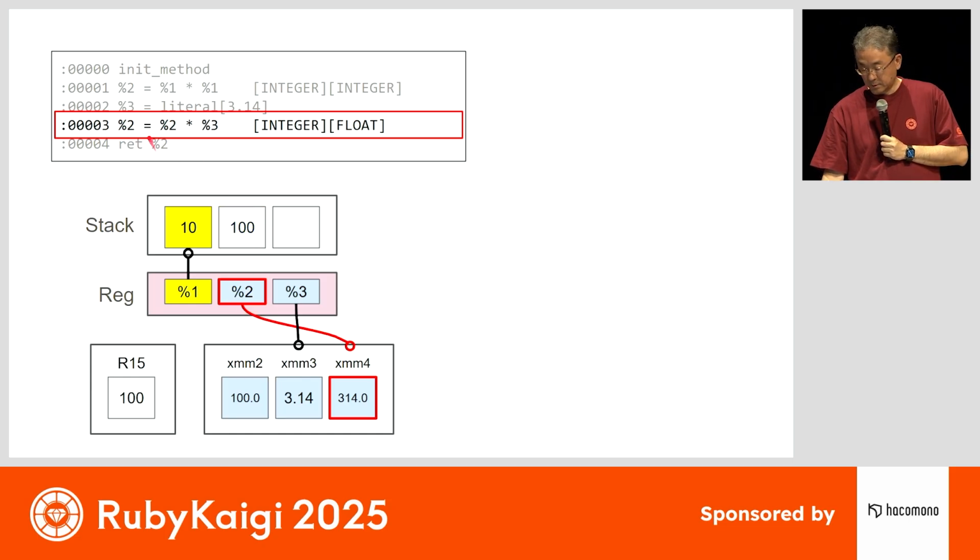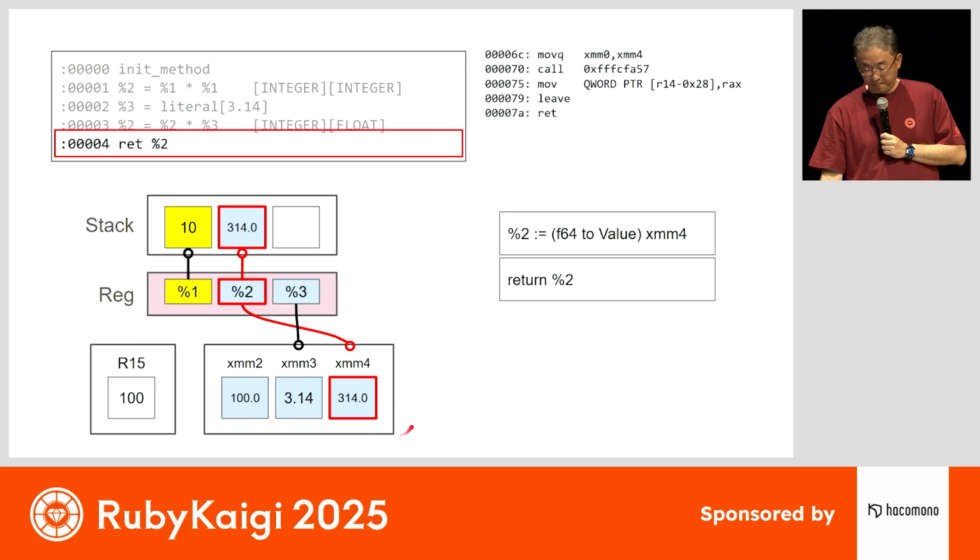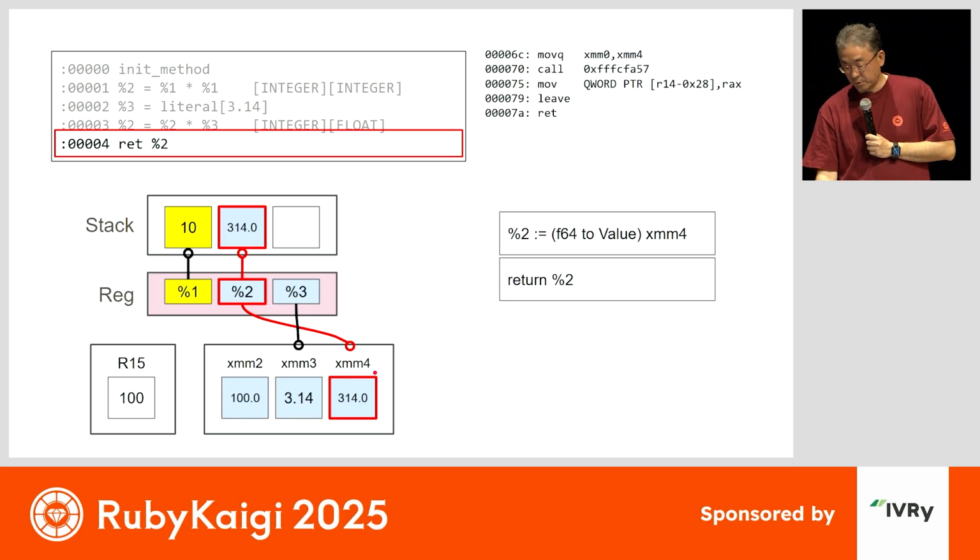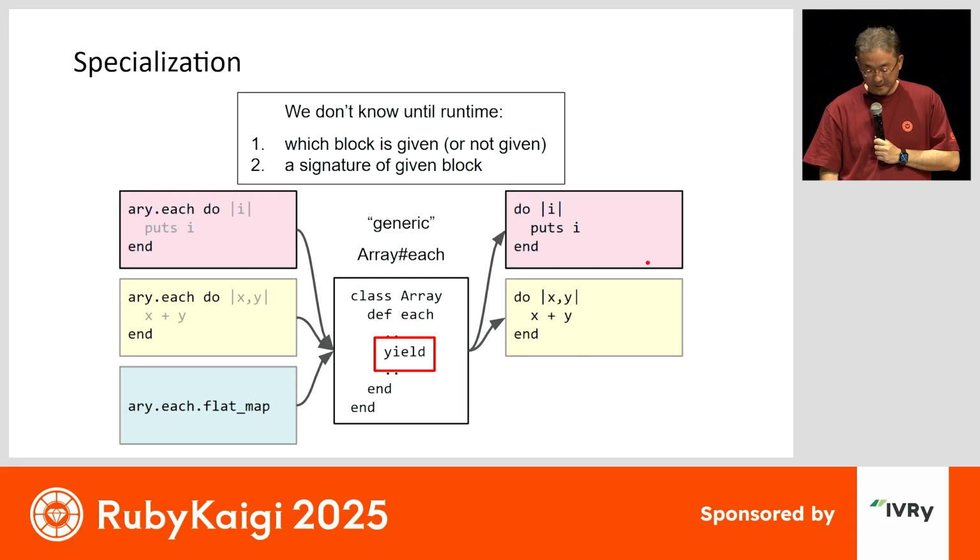The returned register is number 2, so we must link register 2 to XMM4. And finally, we must return with register 2. But register 2 is stored in XMM4, it's a float, and we must convert from float to Ruby value, like 3.4.0. So we must convert and return. Well done. Yes.